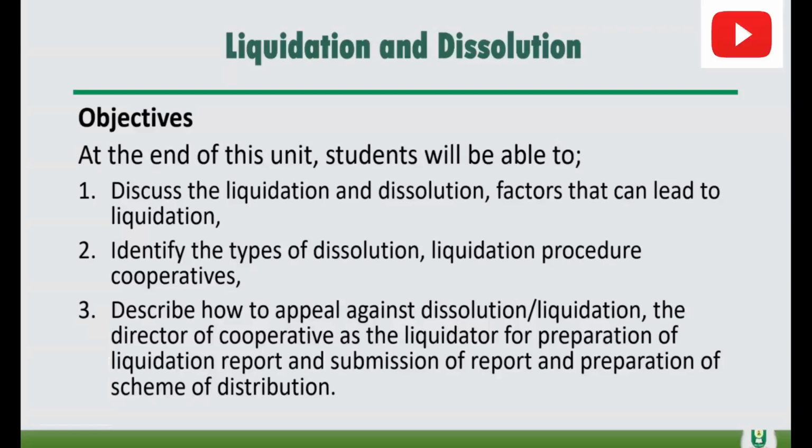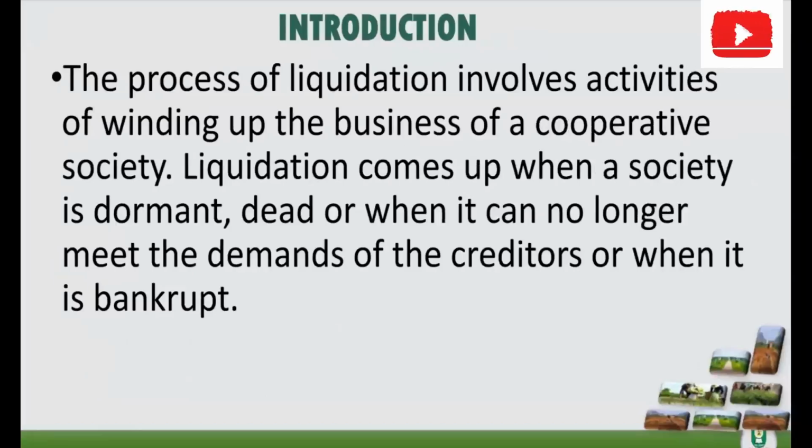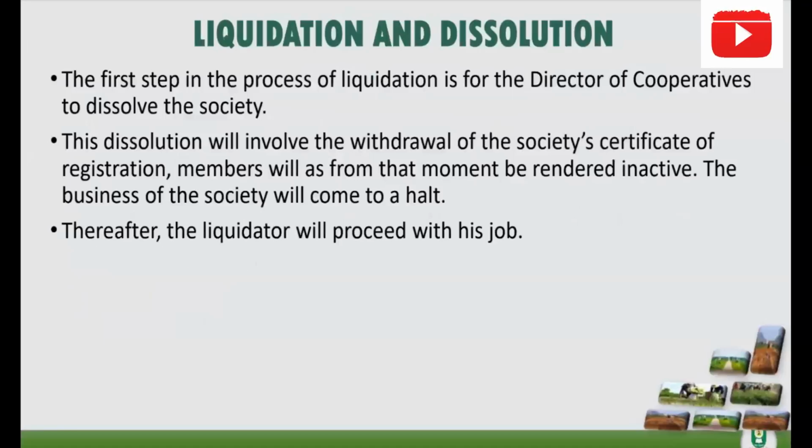Now, the process of liquidation involves activities of winding up the business of a cooperative society. Liquidation comes up when a society is dormant, a society is dead, or when it can no longer meet the demands of the creditors, or when it is bankrupt. All right. The first step in the process of liquidation is for the director of cooperative to dissolve the society. This dissolution will involve the withdrawal of the society's certificate of registration. Members will, from that moment, be rendered inactive. The business of the society will come to a halt. Therefore, the liquidator will proceed with his job.